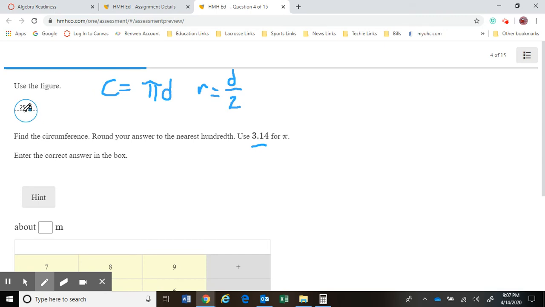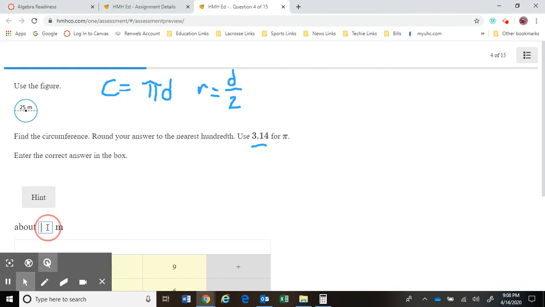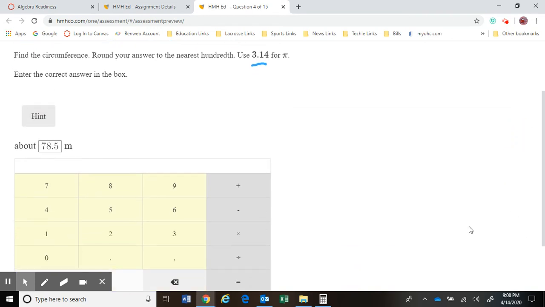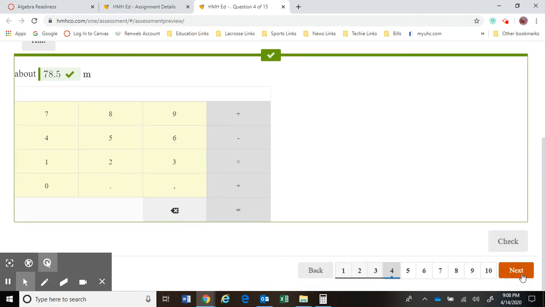They give me the diameter, so I just need to multiply by pi. 25 times 3.14. What do I get? 78.5. Check it. Of course, you can read those hints, which will tell you what to do every time. We're good. Moving on to the next question.